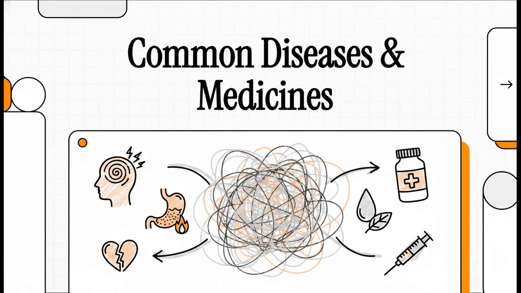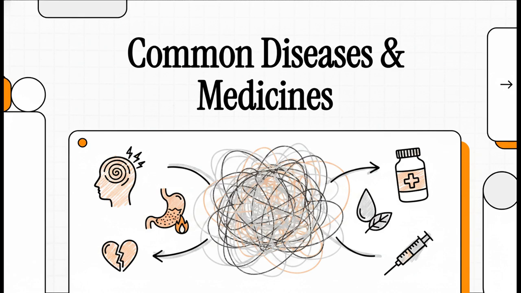You've seen these, right? You're scrolling online and boom, there it is, this super simple chart. Common diseases on one side, medicines on the other. And you think, awesome, this is exactly what I need. It looks so clean, so helpful. But is it really that simple? Is it maybe a little too good to be true?